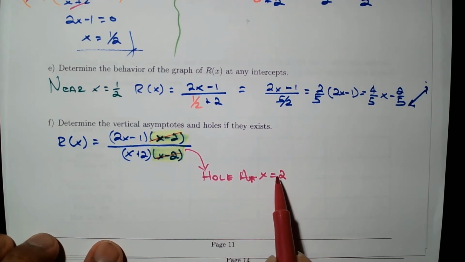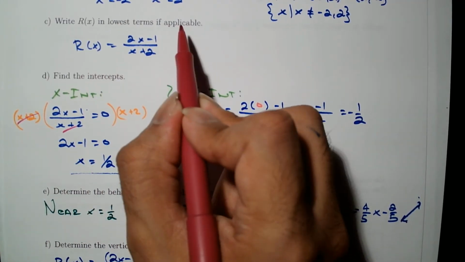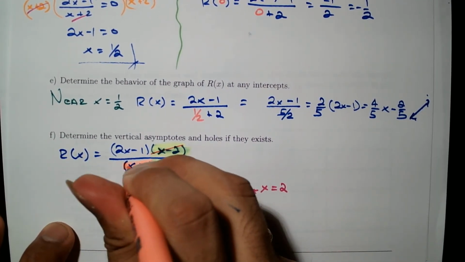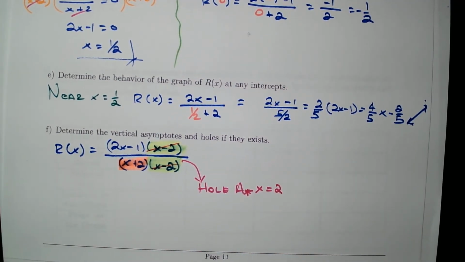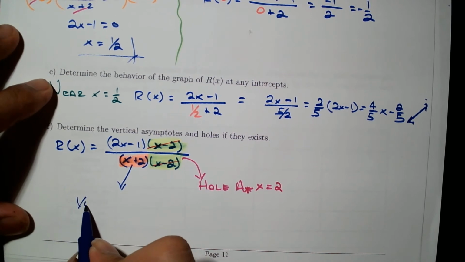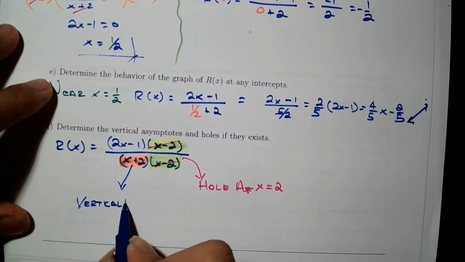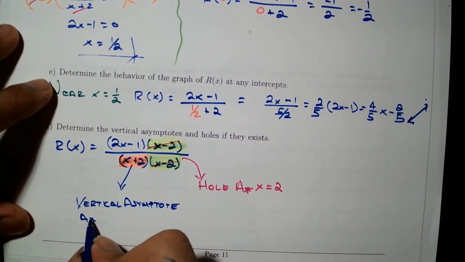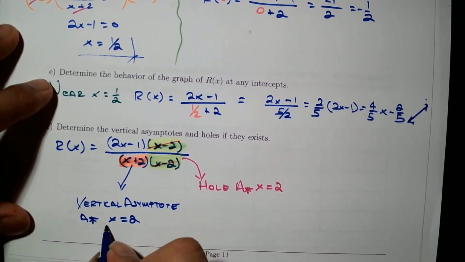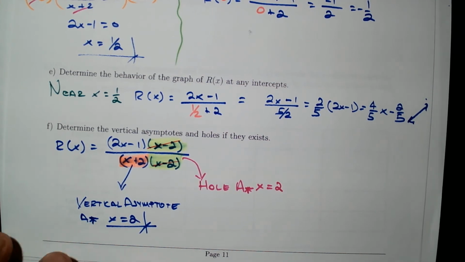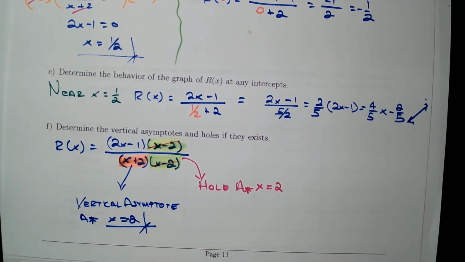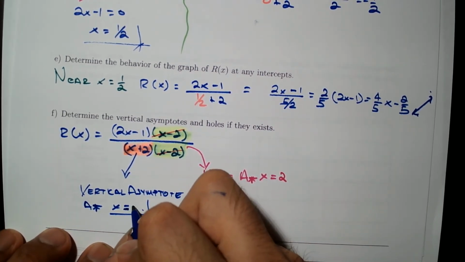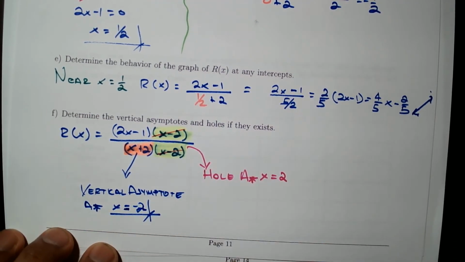We plug in x equals 2 in the reduced form. We're going to do that afterwards. However, we still need to state the location of the vertical asymptote at x equals 2. So x equals actually negative 2. I need to write that down, that negative. X equals negative 2.